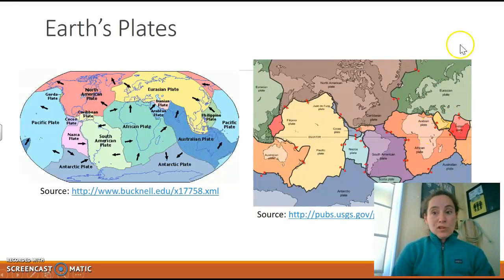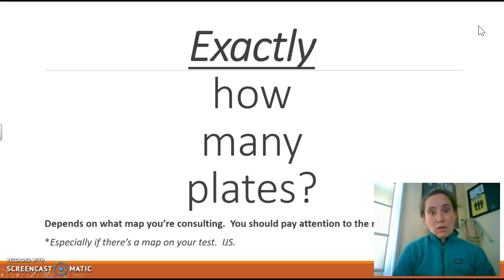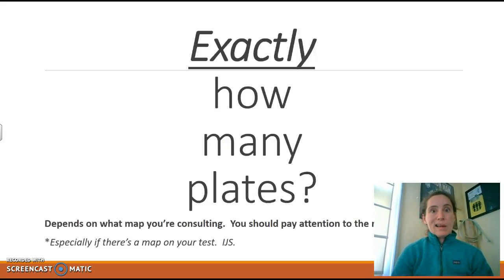So the question then becomes, exactly how many plates are there, Miss Seifert? Like, there's got to be an exact number. And science sometimes is not exact. We've got major plates, we've got minor plates, and there are a whole bunch of teeny tiny plates. So it just depends on which map you're looking at. And I would suggest that if you're consulting a map that might appear on your test, that you'd look closely and be able to count the plates, because not all maps that show all the plates all over the Earth are going to show all of the minor plates. I would again direct your attention to consulting the map that you might see.